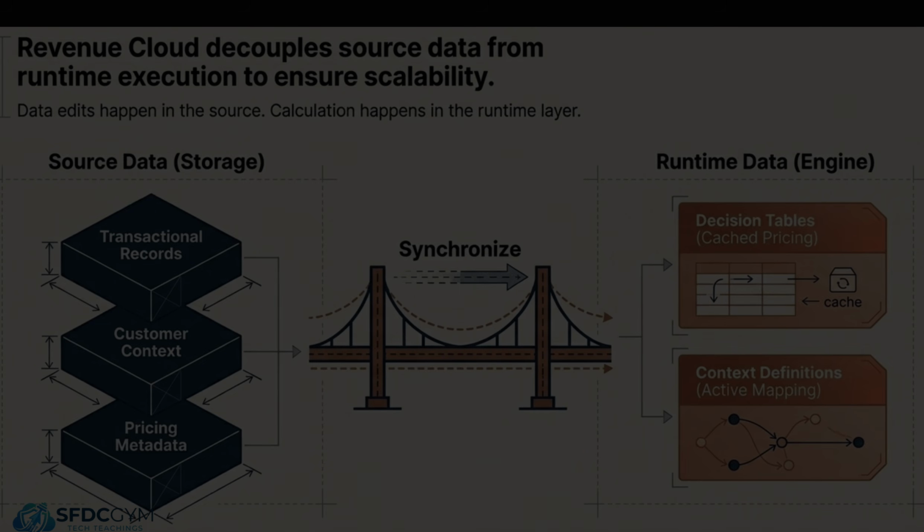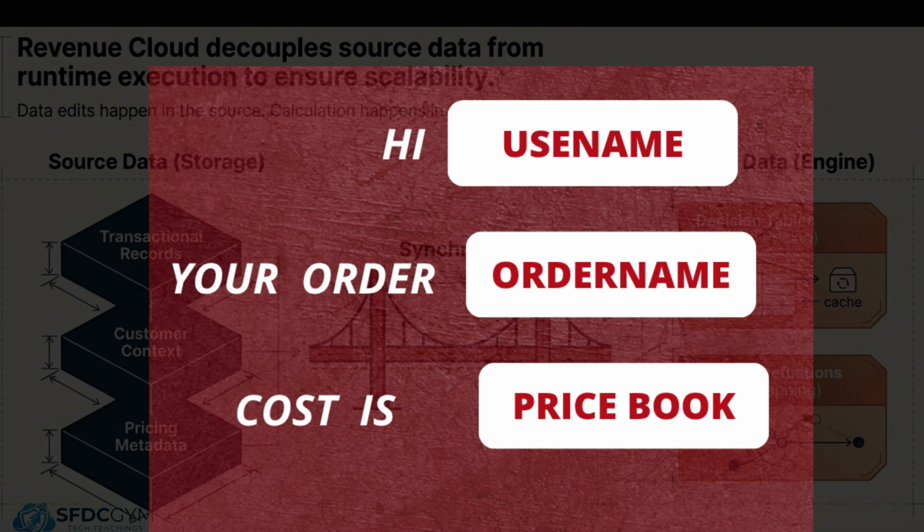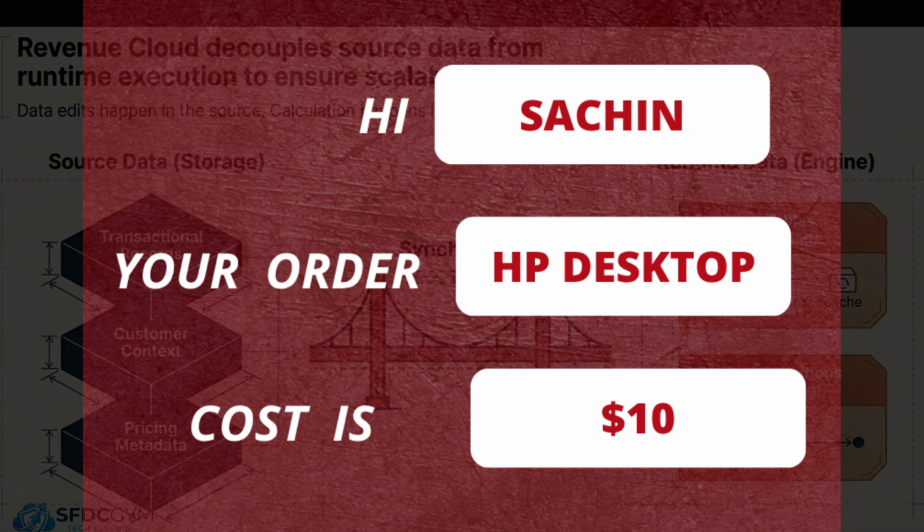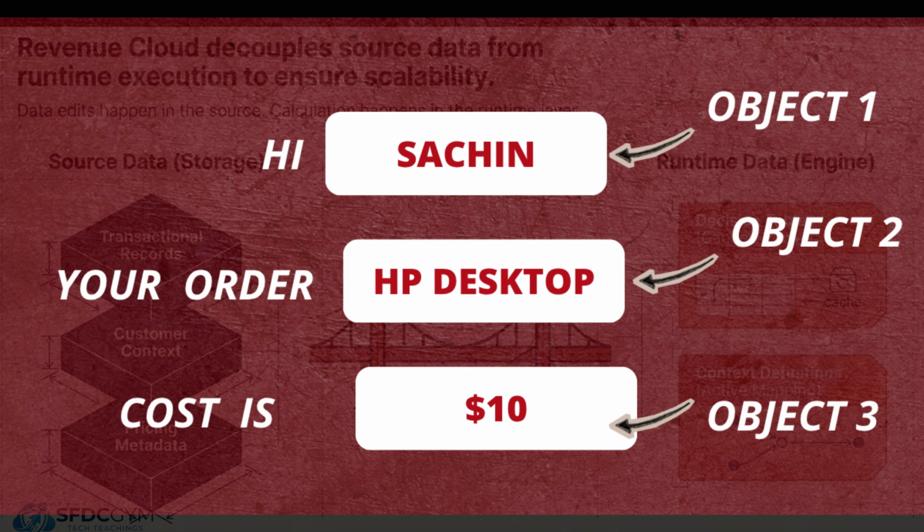For example, if you wanted to print this message, where we say, hi username, your product name costs this much. So if I convert this to my user, it will be, hi Sachin, your product HP desktop costs you $10, right? So here, user is one table, product is one table, and price is one table. So to display a single message, we have to make three SQL queries, correct? But this is not the case in decision tables and context definition.